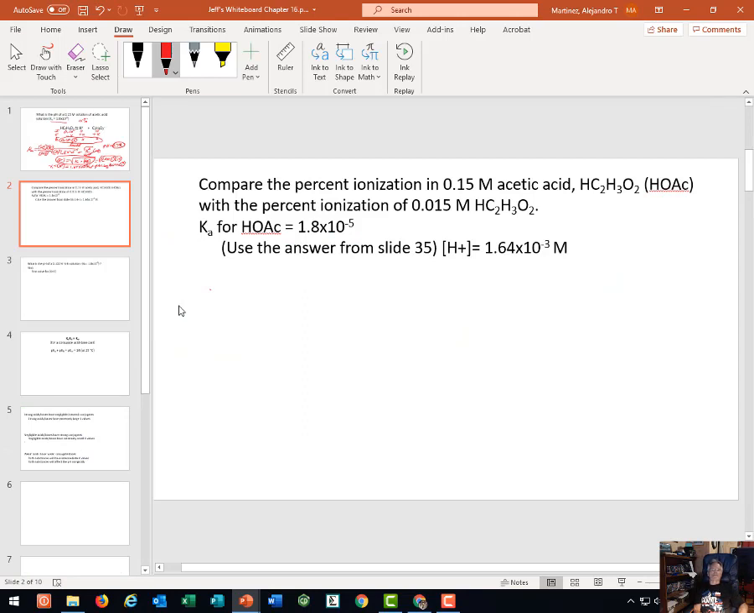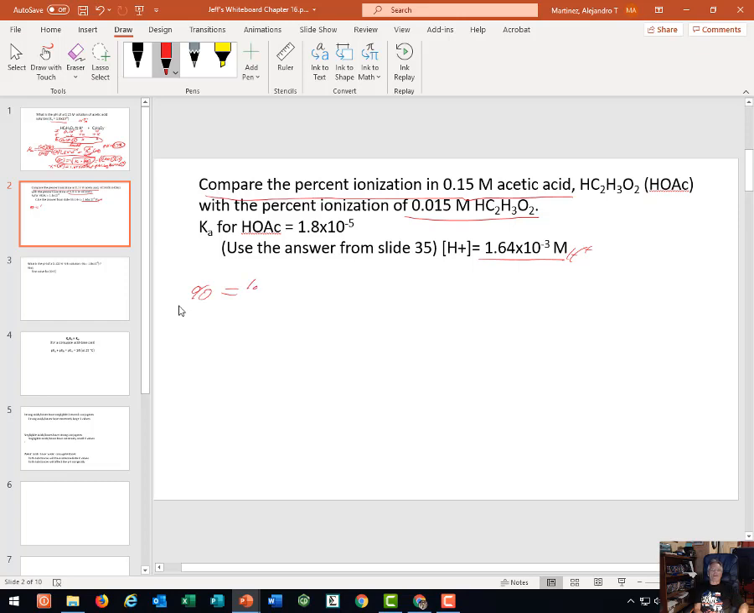Okay, let's work this problem. Here's the deal. We're going to calculate the percent ionization of the 0.15 molar acetic acid in the previous problem that we worked for our weak acid, and we're going to compare that to the percent ionization of a tenfold dilution of acetic acid. For the original problem, the hydrogen ion concentration was equal to 1.64 times 10 to the minus 3. Just refer to the previous video. And so let's calculate that percent ionization.